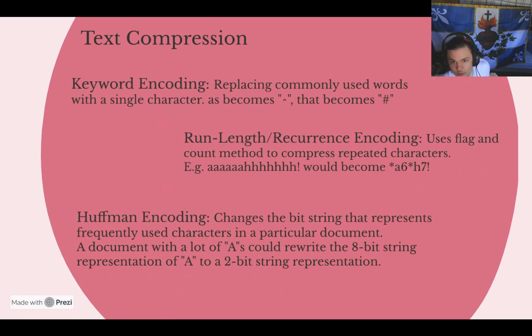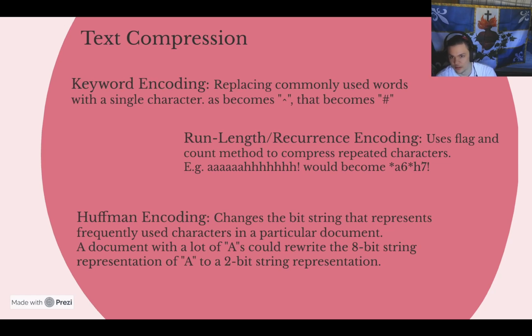Text compression is a form of data compression for text files. There are 3 main types, one being keyword encoding. It replaces commonly used words with a single character, so the word "as" becomes a caret, and the word "that" becomes a pound sign. Keyword encoding is case sensitive, so if you start a sentence with the word "the," it'll have a capital T, but if you use the word "the" in the middle of a sentence, it'll be lowercase, and those would be 2 different things to a computer. Words like "a" or "I" do not become encoded because it doesn't save any data.